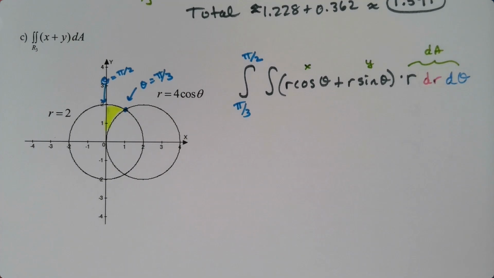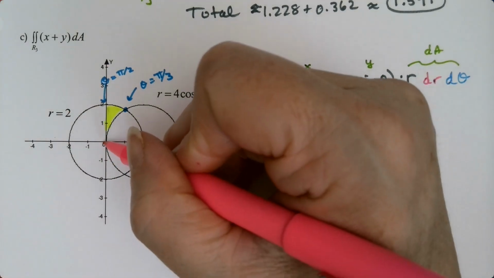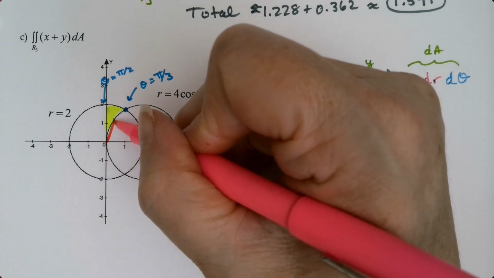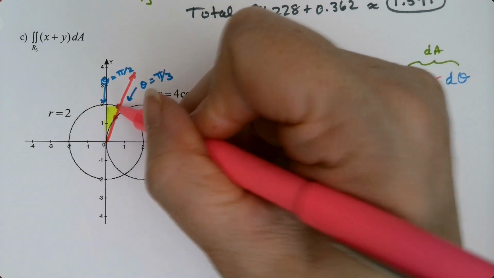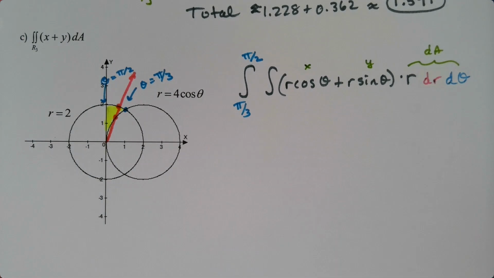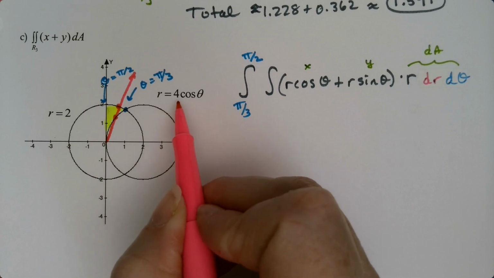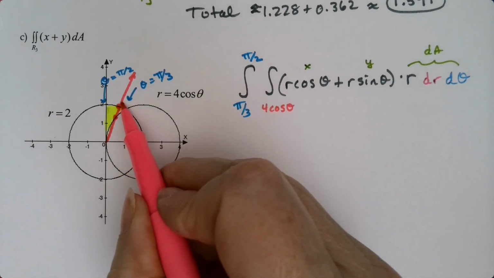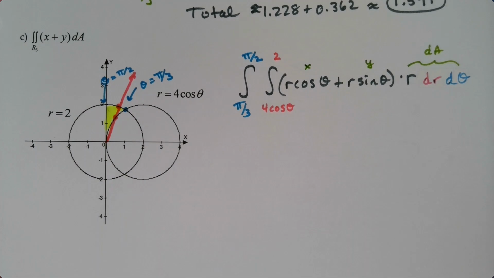Okay, what about the r's though? All right, so let's imagine a spoke coming up from the origin, and let's try to do it in the most useful way. So it's going to come through this blank white space and hit this and then hit this. Okay, so first it's hitting this ring, which is 4 cosine theta. And then it's hitting this ring, which is 2. So there we have it. Okay, so now we just need to integrate this.